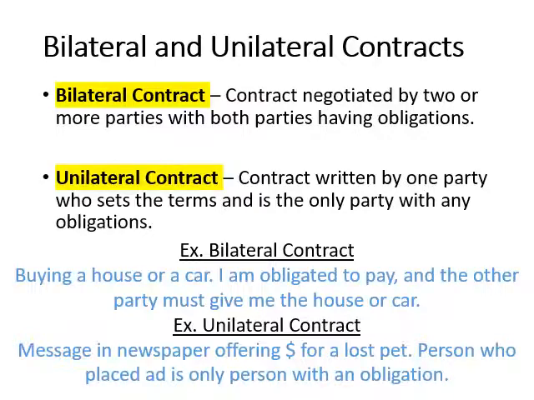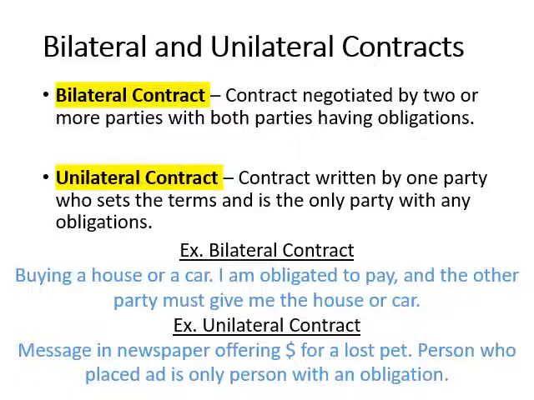Bilateral and unilateral contracts. So this video is going to walk us through the differences between these two types of contracts. Okay, so when we see the word bilateral contract, one of the things that should stand out to you is the word bi at the beginning, okay? Bi means two. It's Latin for the word two.